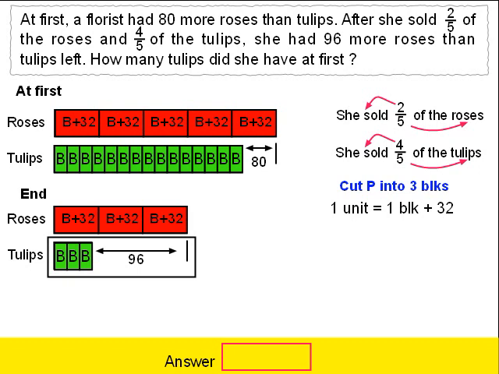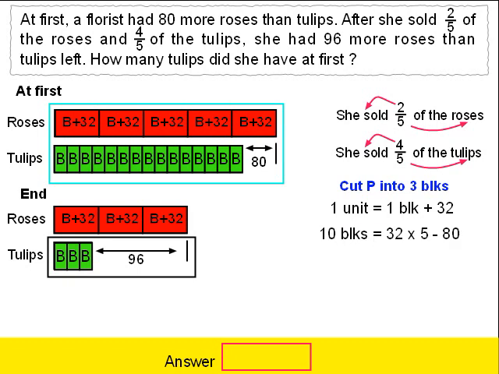Then by comparing the models on top here, alright, we will do some cancellations. We cancel away 5 blocks on top, so we're going to cancel away 5 blocks out of 15 for tulips, so we are left with 10 blocks of tulips here. So this 10 blocks is equivalent to 32 times 5, alright, minus 80. Okay, so 32 times 5 gives us 160, so the expression becomes 160 minus 80. That in turn gives us 80 as a result. Alright, that's for 10 blocks.